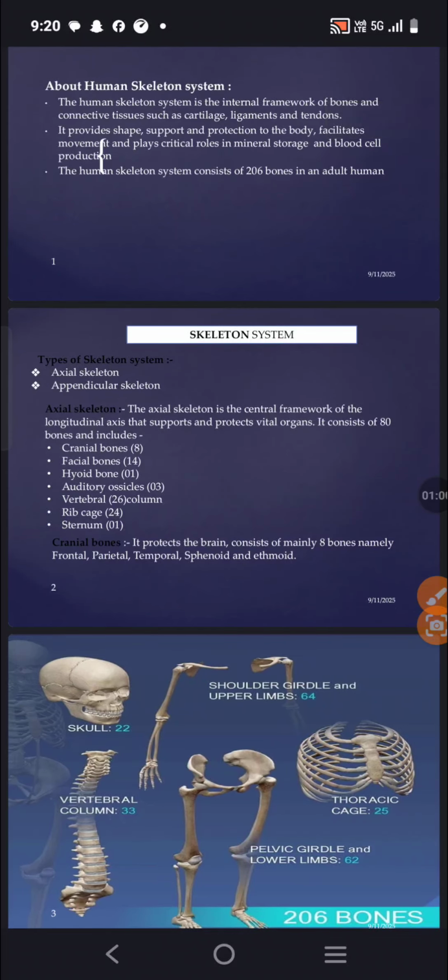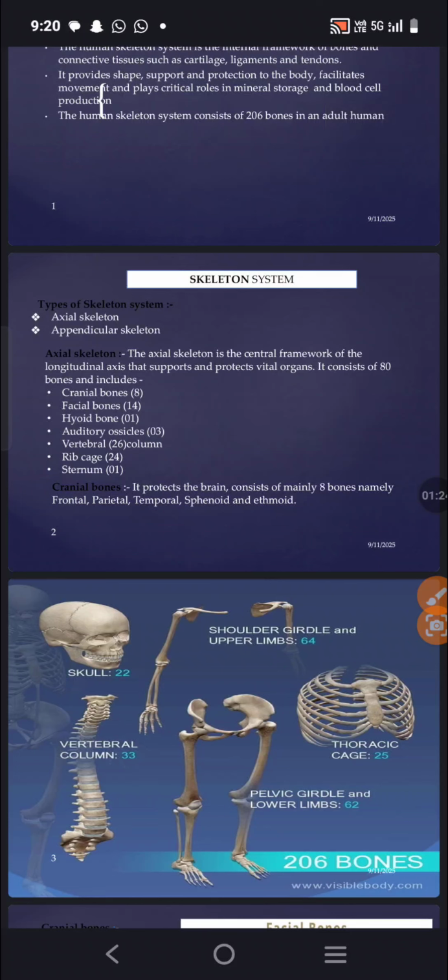Classification of the skeleton system. A skeleton system consists of two parts. First, the axial skeleton system. Second, the appendicular skeleton system. The axial skeleton system is the central framework of the longitudinal axis that supports and protects vital organs. It consists of 80 bones and includes cranial bones, facial bones, hyoid bone, auditory ossicles, vertebral column, rib cage, and sternum. All these come under the axial skeleton.